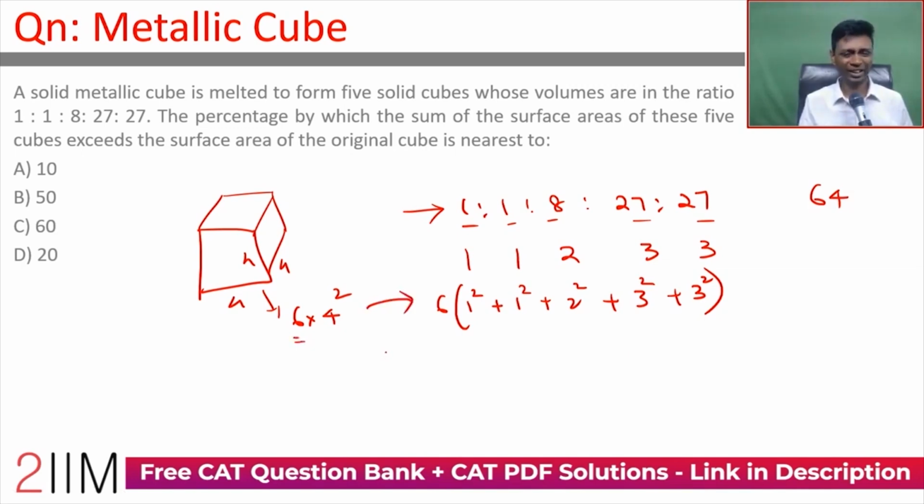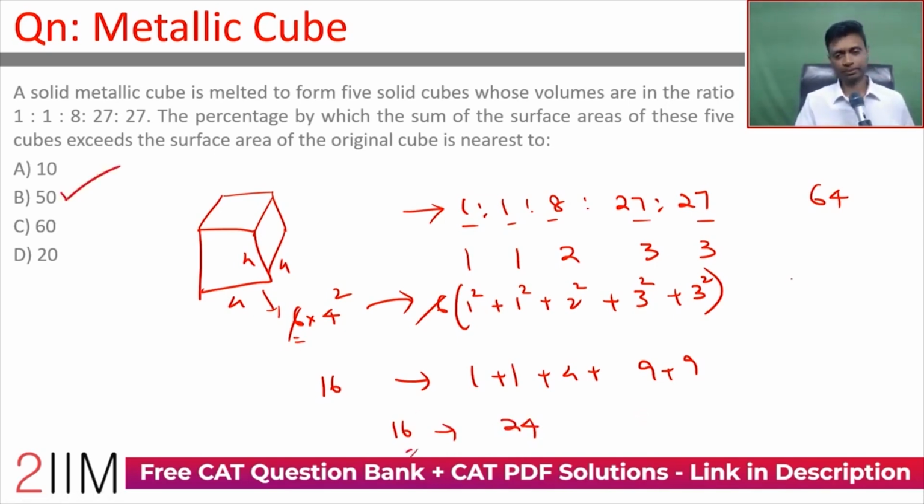Think about percentage increase. So we just need to worry about the ratio. 4 square is 16. So we can forget about the 6. 1 plus 1 plus 4 plus 9 plus 9. This 9 plus 9 is 18. 18 plus 6 is 24. 16 to 24. It's an increase of 8, from a base of 16, so we are looking at 50%.